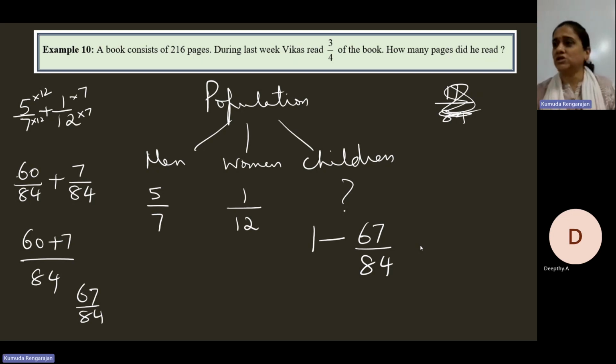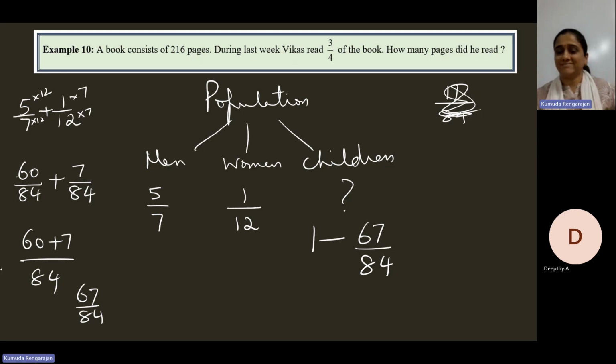Same thing here in fractions. But here in fractions, the total is 1, not 100. When you have fractions in the question, the full thing, the entire thing, is taken as 1. So like you did 45 plus 50 there, here you will have to find 5 by 7 plus 1 by 12. Then 84 minus 67 will be the answer for the children.